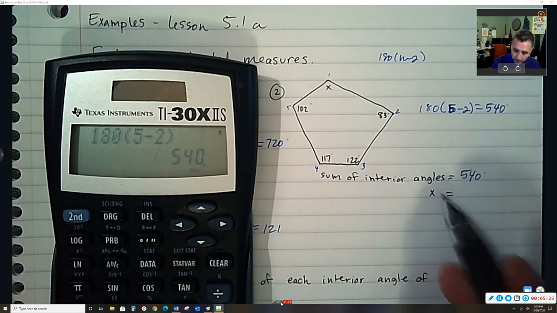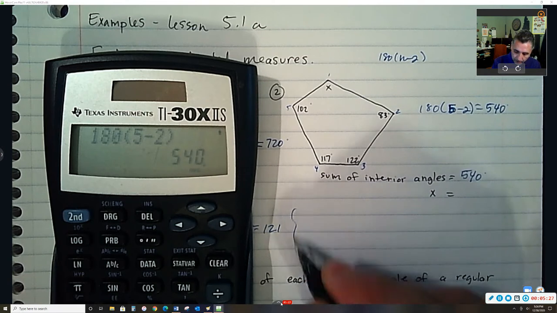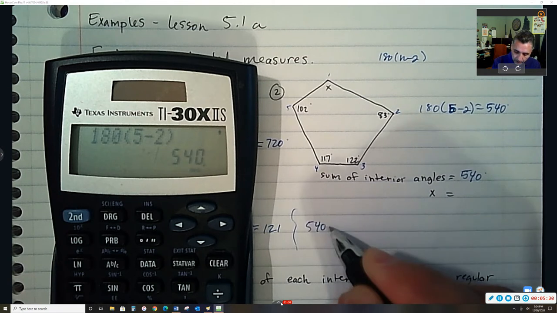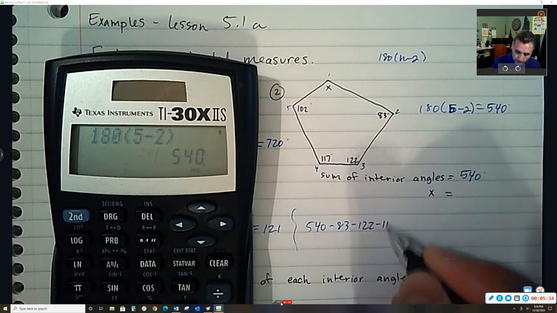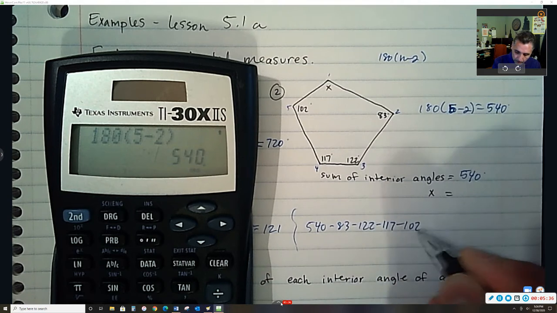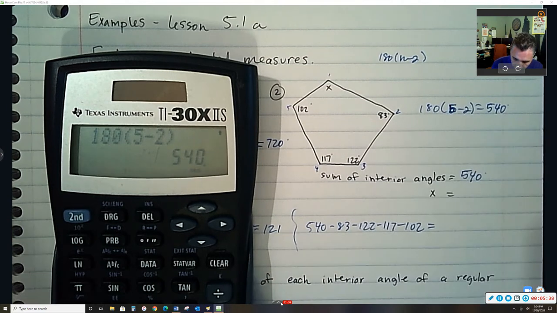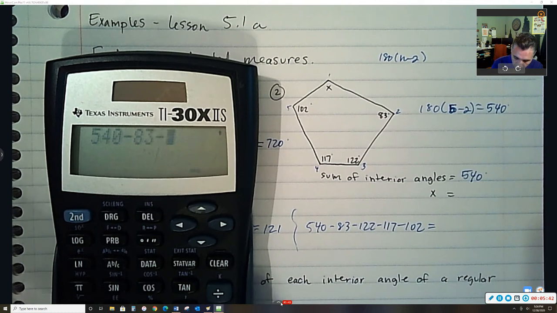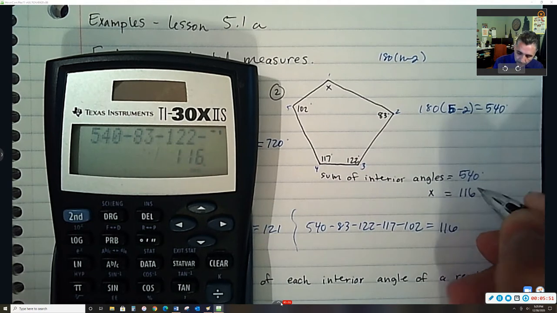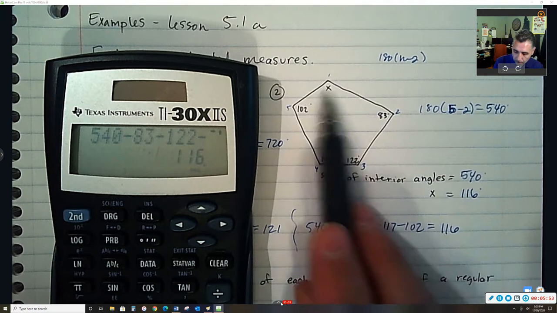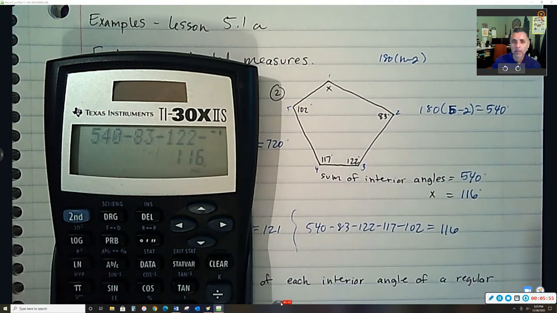Now to figure out x, we take the 540 and subtract out the ones we know. So it's going to be 540 minus 83 minus 122 minus 117 minus 102. So that's 116. So that's what x equals. So now if you add all these up with 116, it's going to equal 540.